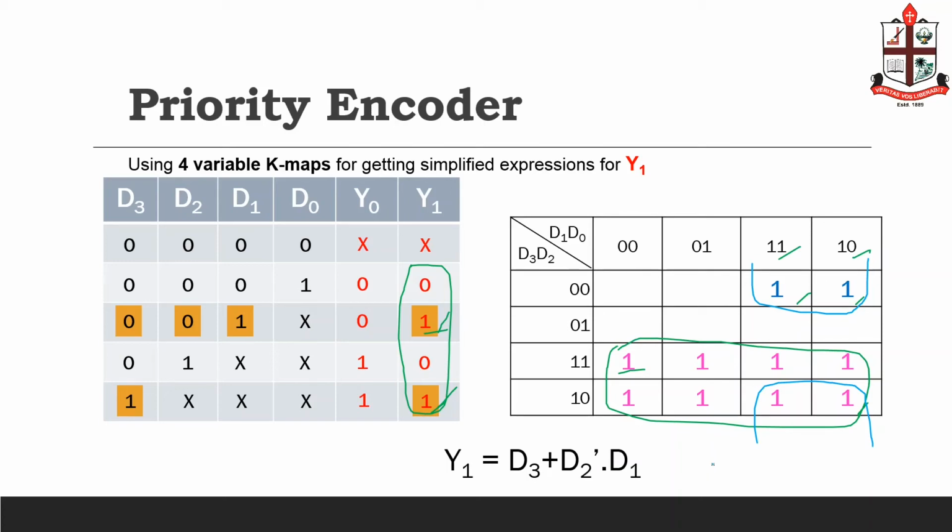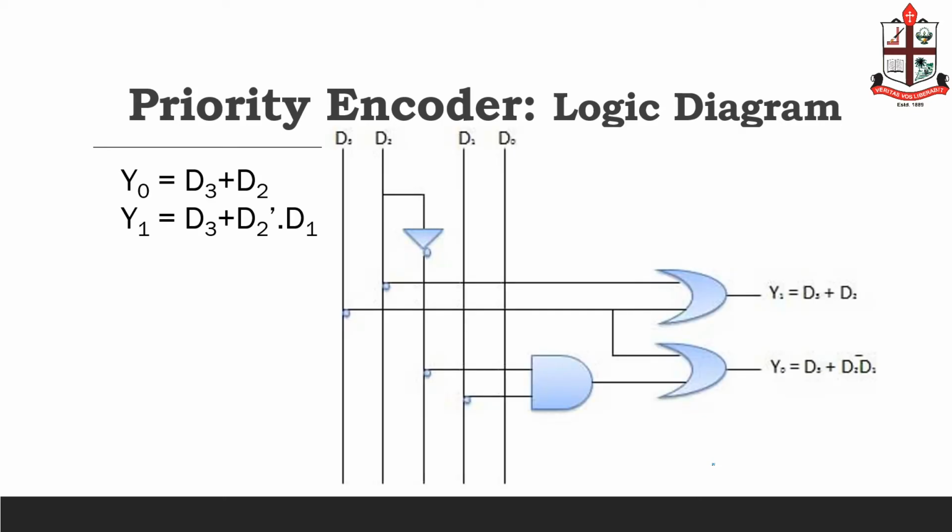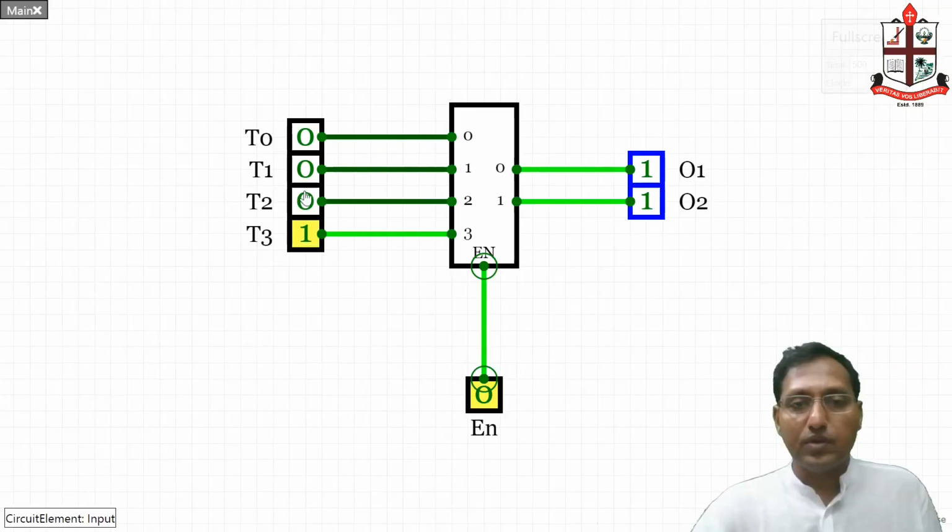Now let us draw the logic circuit diagram for Y0 and Y1. So that will look like this. Now let us see the functioning of the priority encoder. Over here, irrespective of the values of D0, D1, D2, the output is 1 and 1 when D3 is equal to 1.